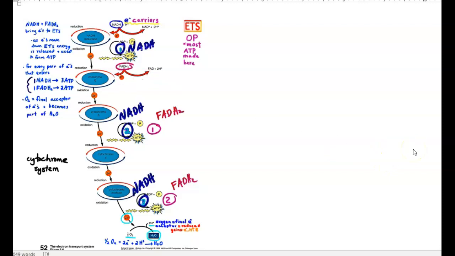So these electron carriers are really, really important because their electrons are going to be used to make most of the ATP. Now let's look at the very last step, the very bottom of the electron transport system.